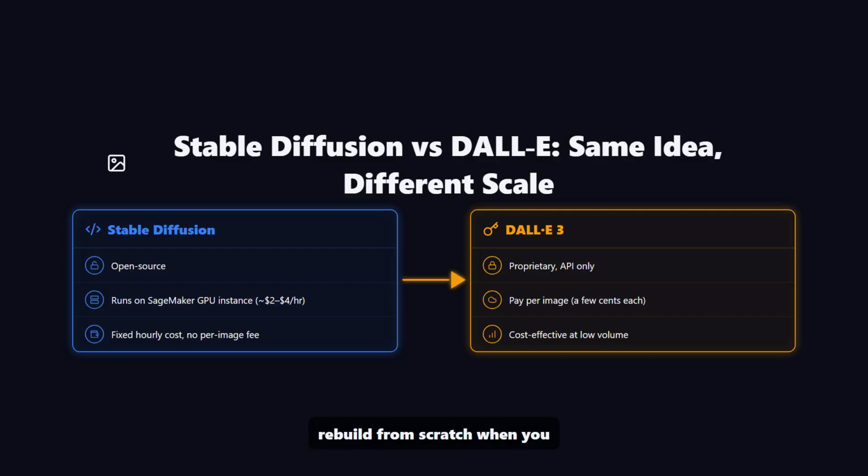Now, let's compare two diffusion-based text-to-image models. On the left, Stable Diffusion, open source, runs on a SageMaker GPU instance for a few dollars an hour. On the right, DALL-E 3, proprietary, costing a few cents per image through API. The exam may ask which is cheaper to run on AWS. Stable Diffusion on SageMaker usually wins.